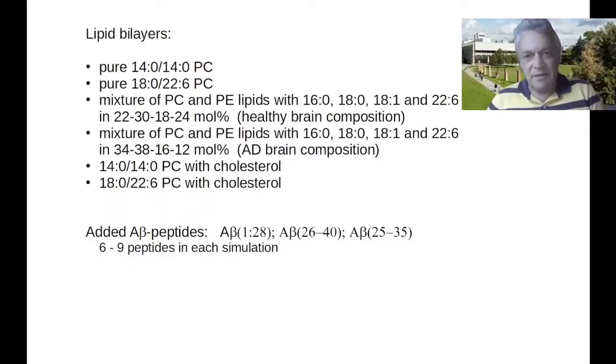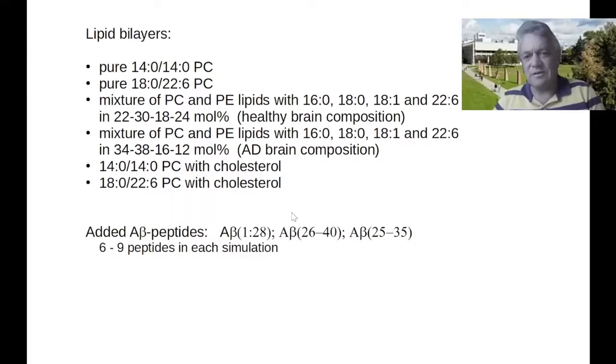So we did simulations of lipid bilayers composed of fully unsaturated lipids. This is the so-called DPC lipid, a polyunsaturated lipid. Also, we took bilayers composed of a mixture of lipids which resemble the composition of a healthy brain and an Alzheimer's brain, and also did simulations with cholesterol, because it is also a necessary component of brain tissues. And we added Abeta peptides to these membranes.